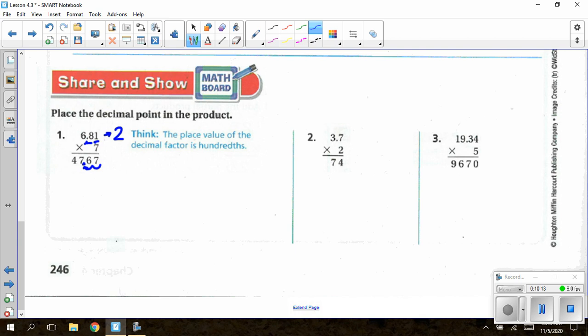For question number 2, if I multiply 37 times 2, that would give me 74. But because I have 3 and 7/10, I need to place my decimal. I have 1 digit behind my decimal, the 7, so my answer should have 1 decimal place value. Starting from the end of the 74, swooping once to the left places my decimal in between the 7 and the 4. So I have an answer of 7 and 4/10. Moving on to number 3, if I multiply like they are 2 whole numbers, I would have 1,934 times 5, which would give me 9,670.